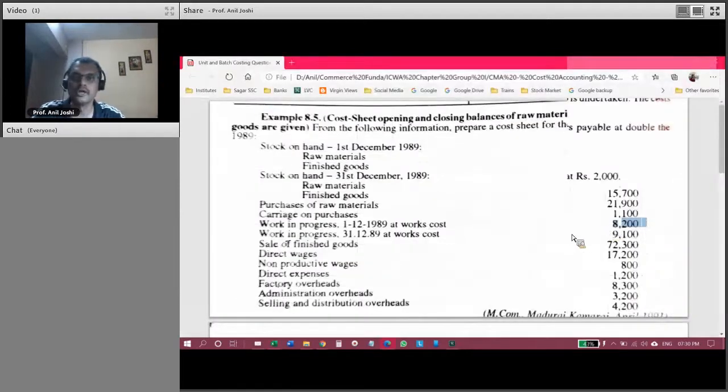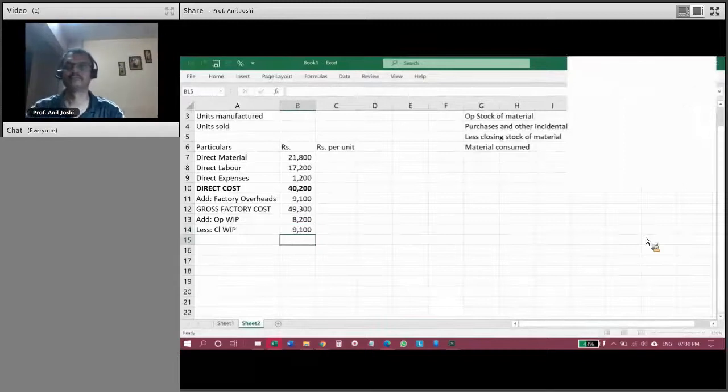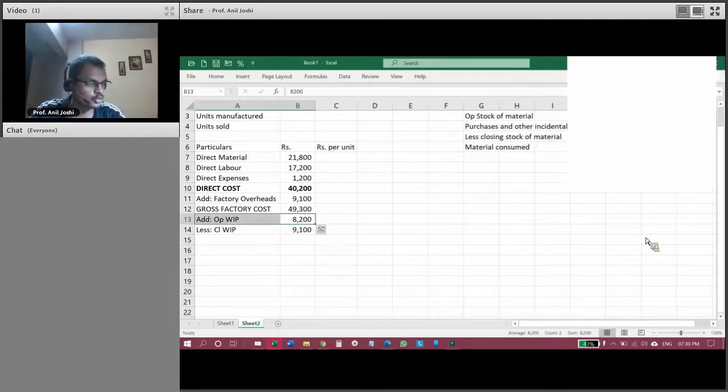And how much is the closing WIP? 9,100. So that means when you started the month, you already had 8,200 worth of WIP with you. On top of that, you added 49,300 to that. So you now had total this much of the work in progress.